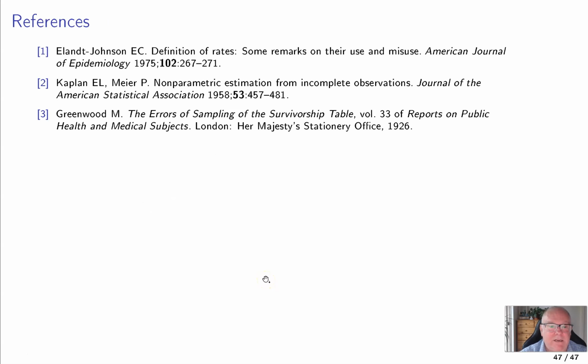So that's the end of this first lecture on an introduction to survival analysis. In the next lecture, we'll look at Cox regression.